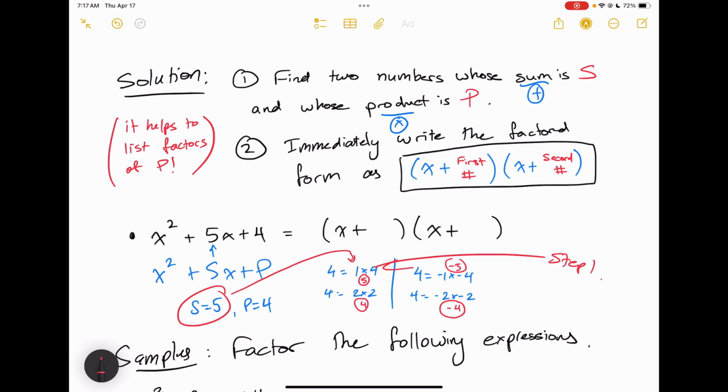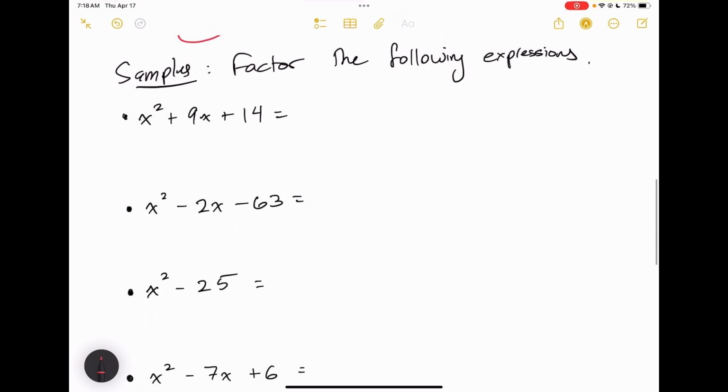Now, we immediately write the factored form as x plus the first number times x plus the second number. Here, this is the setup for it, x plus something and x plus something. We know those numbers are 1 and 4, so it doesn't matter which order. 1 could go first, 4 second, or the other way around. Our factored form is x plus 1 times x plus 4. This might have seemed like it took a while, but eventually when you do more practice with this, you're going to build the intuition for which possible values are just impossible, and which ones are very likely to work. I'm going to show a few examples right here.